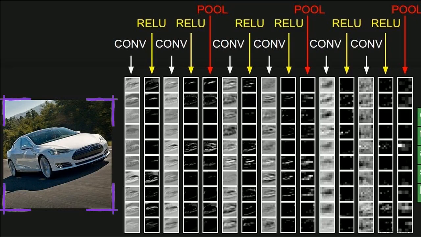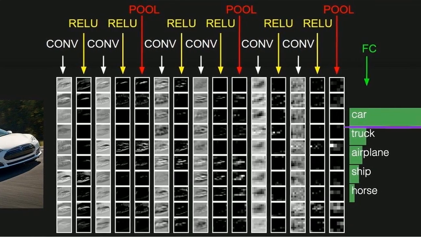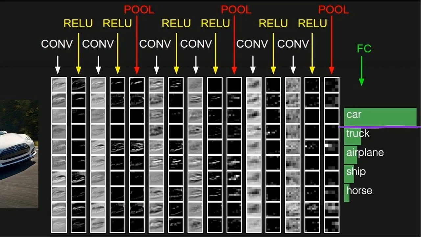First, filters group raw numbers to extract basic edges from the car's image. In middle layers, these edges combine into complex shapes. By the final output layer, these abstract patterns are mathematically condensed, generating a high probability score that the object is a car, shown here in green.